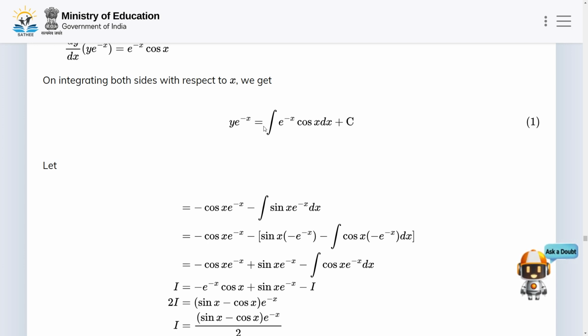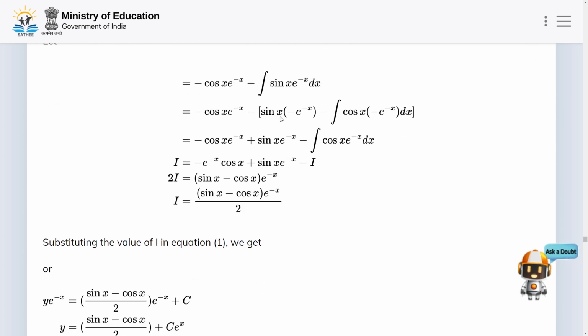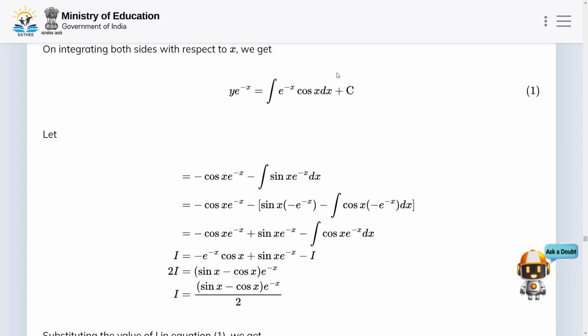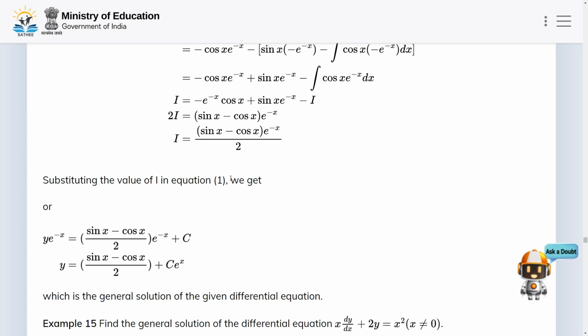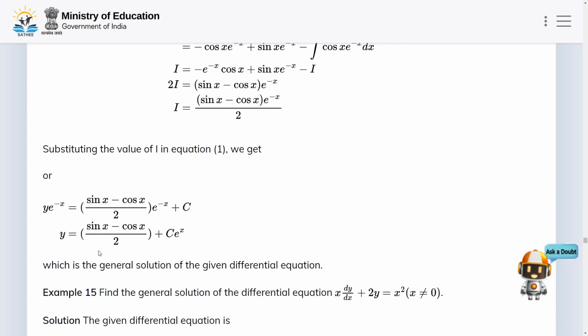Now after using by parts you will get this. Clear? I hope that you can easily find this out using by parts. So you will have the integration, capital I, for this as sin x minus cos x multiplied with e power minus x, divided by 2. Now substitute this integration, and you will get your final answer in this form.